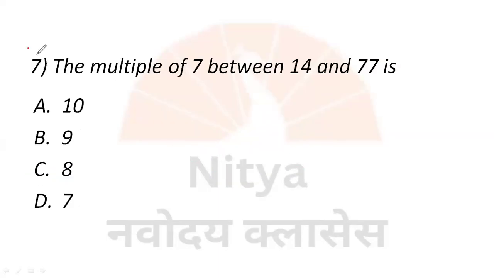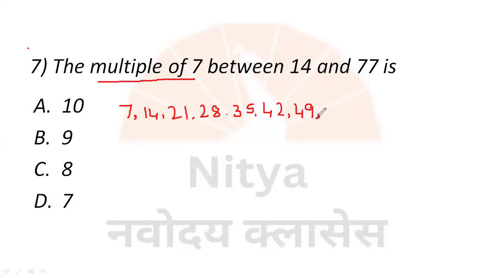Seventh one. The multiples of 7 between 14 and 77. It means we have to write the table of 7. So 7, 14, 21, 28, 35, 42, 49, 56, 63, 70 and 11 sevens are 77. Okay. So these are the multiples of 7.